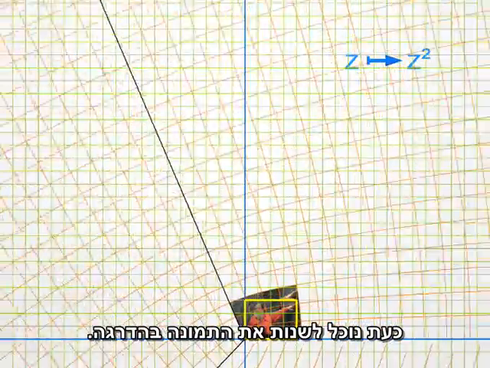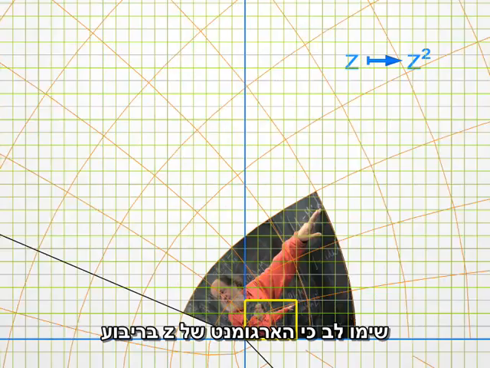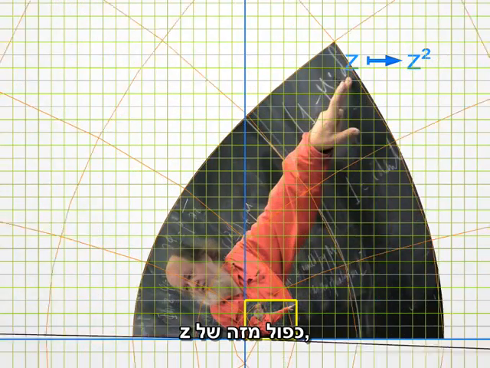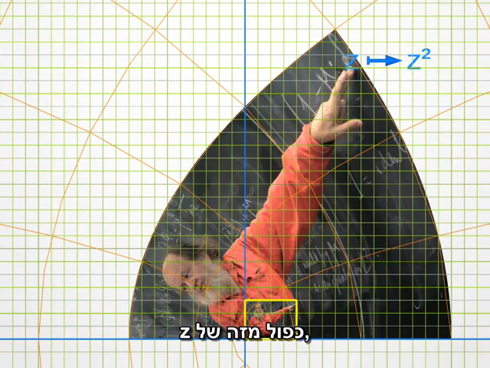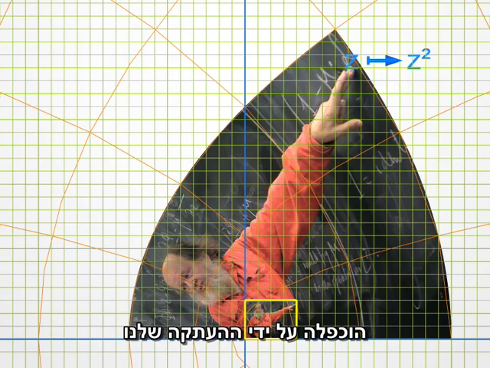OK, now we can transform the photo progressively. Notice that the argument of z squared is twice the argument of z, so that the right angle on the lower left of the photo is doubled under the transformation. It has turned into a 180-degree angle.